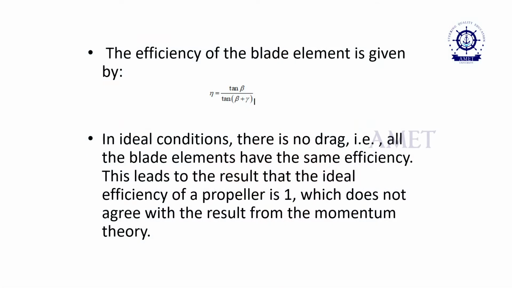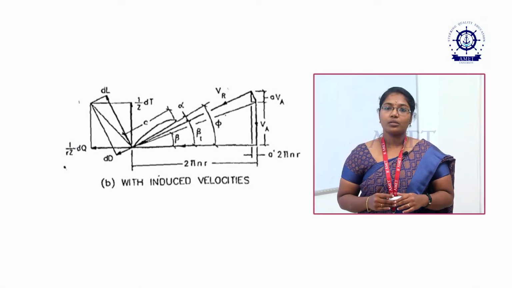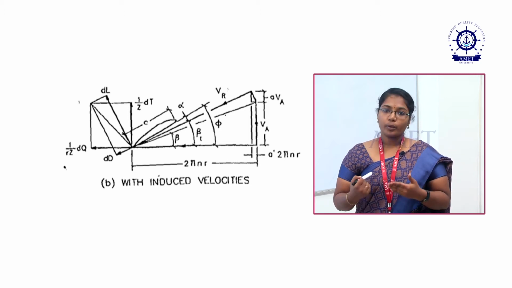So, where are we missing, why is ideal efficiency 1 not possible to achieve? What we are missing is the induced velocity. So, we will see what is induced velocity. What we are talking about is induced velocity. What does induced velocity mean? The velocity induced by the action of the propeller.